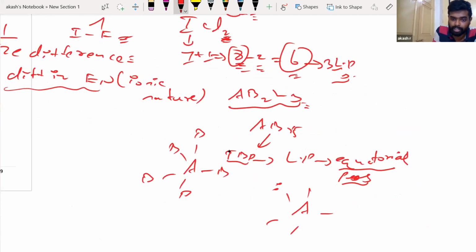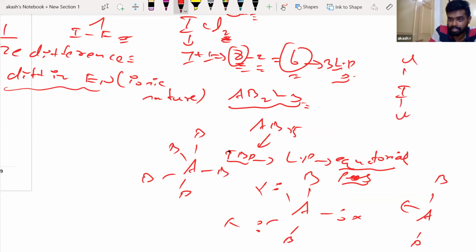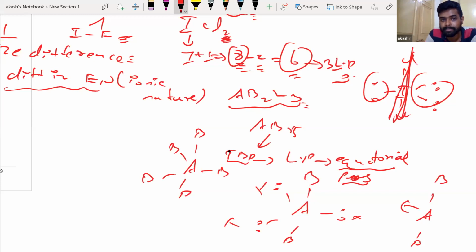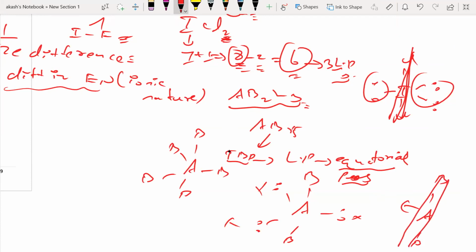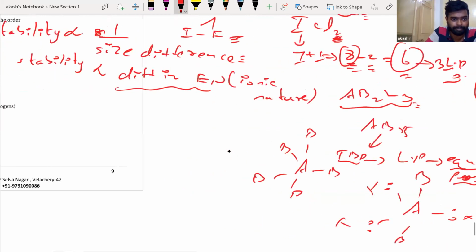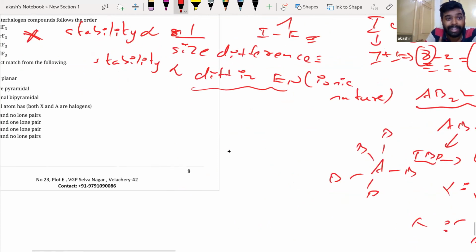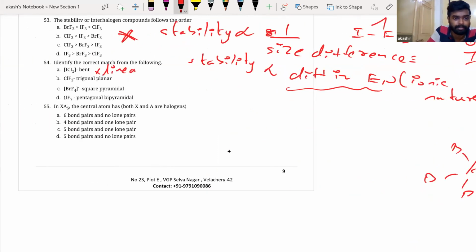All you have is just the A, B, B. Forget that the 3 lone pairs are there. So what is the shape? This is exactly like ICl2: I, Cl, Cl, and all the others are lone pairs. Check only this. What is the shape here? A, B, B, all in a straight line. What is the shape? Linear. That's it. So this is not correct. ICl2 minus is not bent. It is linear. Okay. ClF3 minus. We'll check.